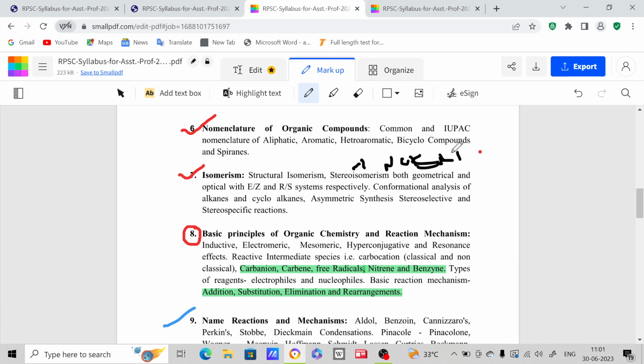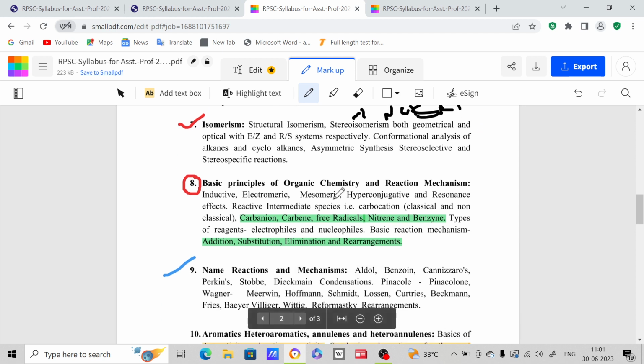NCERT textbook. Next, in this, just focus on EZ-RS nomenclature. EZ-RS system respectively, conformational analysis of alkenes, cycloalkenes, asymmetric synthesis. This is not important, and in this particular chapter focus on EZ-RS nomenclature, right? How to find EZ and RS.